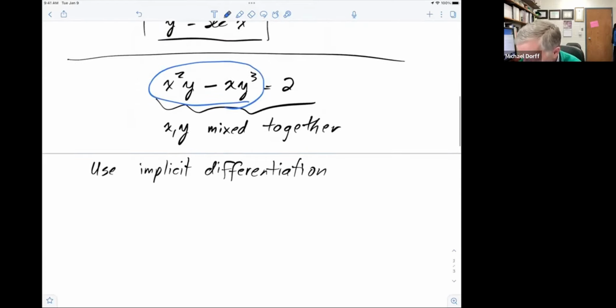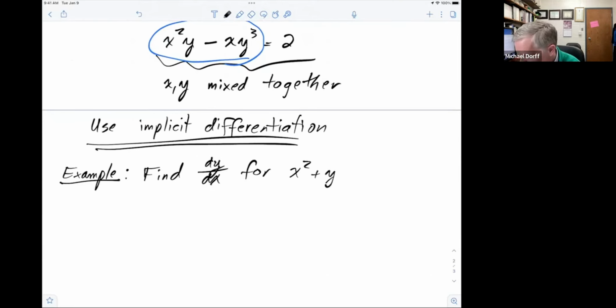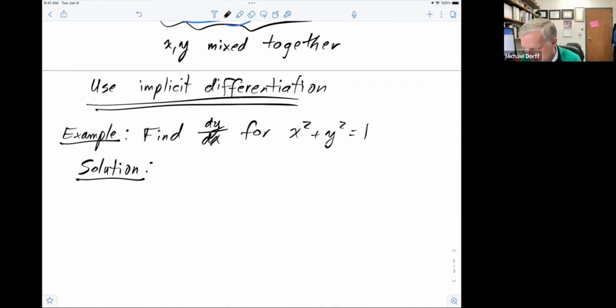All right, so let's look at a specific example of how we would do this. Suppose I have the problem here: find the derivative, which we'll write as dy dx, for x squared plus y squared equals 1. So what do we notice here? Well, we notice that my x's and y's are on the same side. So we're going to use this technique of implicit differentiation.